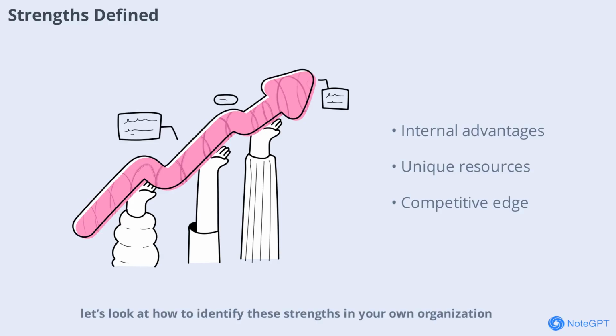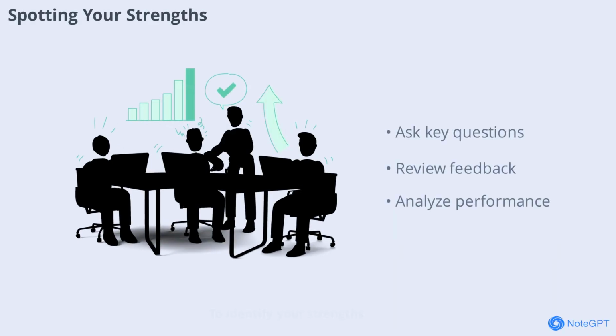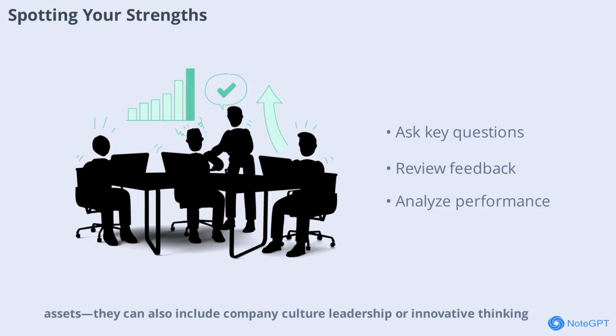Next, let's look at how to identify these strengths in your own organization. Identify your strengths. Start by asking what your business does better than others. Consider your unique selling points, specialized expertise, or efficient processes. You might also look at customer feedback to see what people appreciate most about your product or service. Remember, strengths aren't just about tangible assets, they can also include company culture, leadership, or innovative thinking.